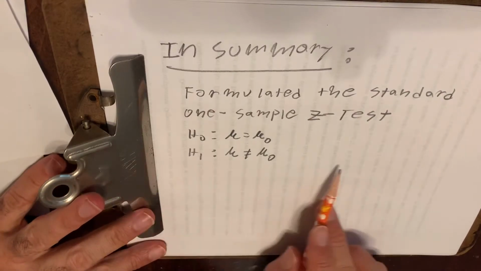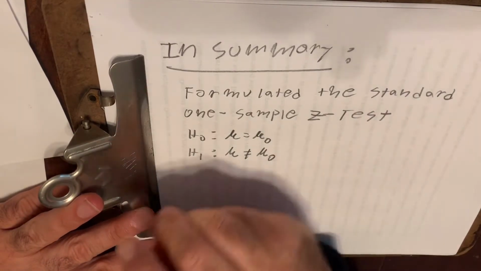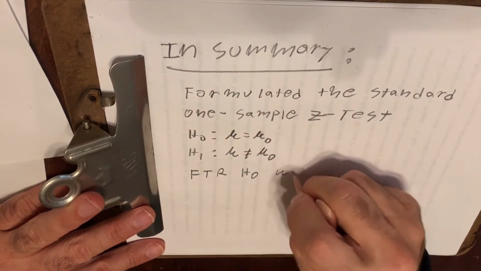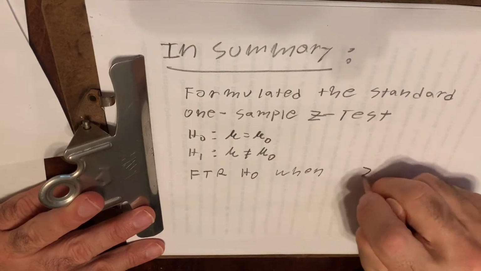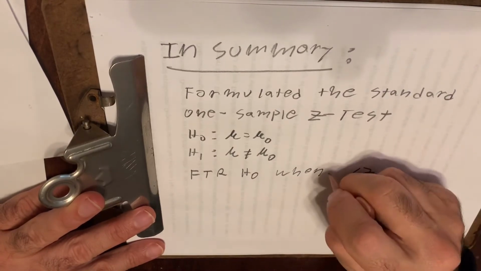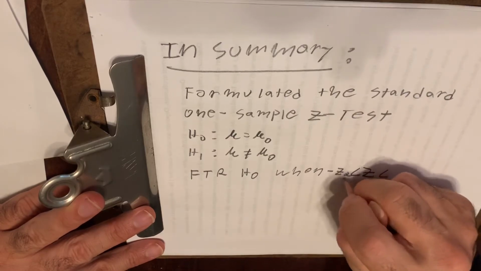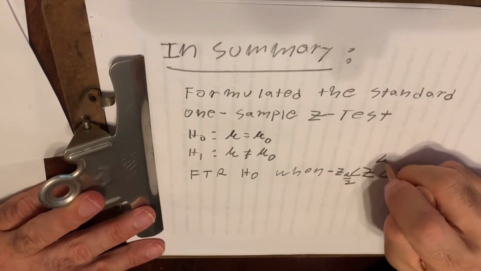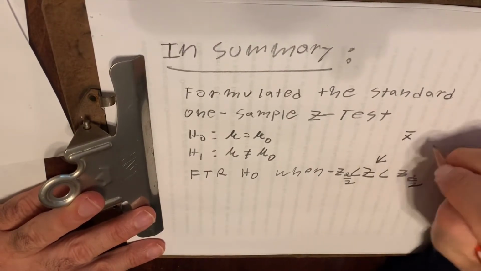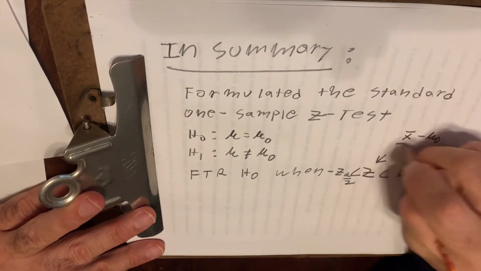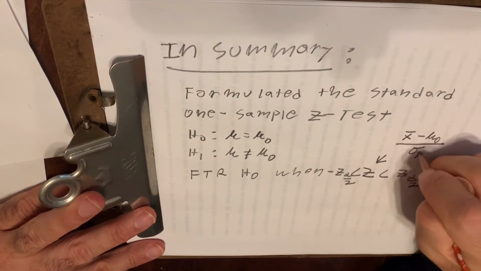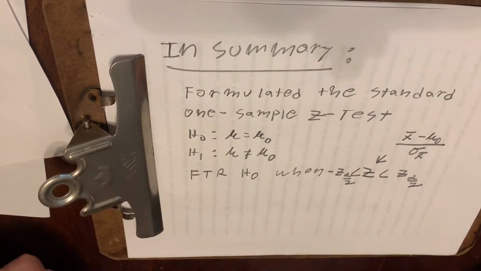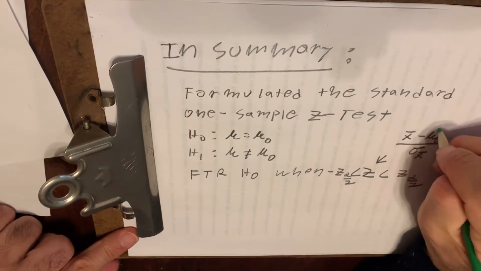And from this, what we did was we realized that we fail to reject the null hypothesis when z is between negative z sub alpha over 2 and positive z sub alpha over 2. And we realized that x bar minus mu naught over sigma sub x bar is equal to z. So we stuck this in here and we solved for mu naught.